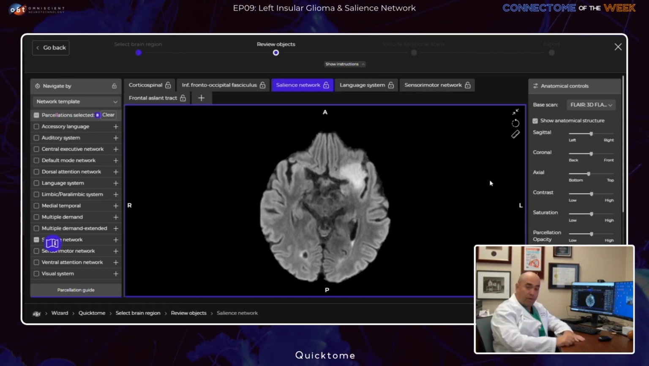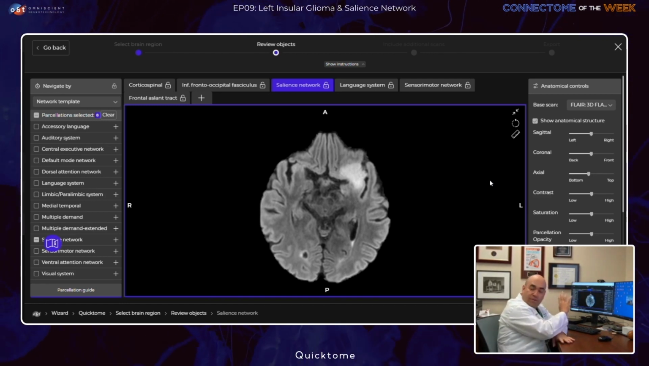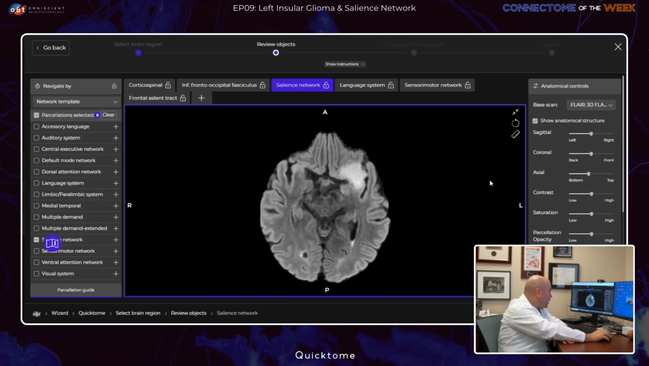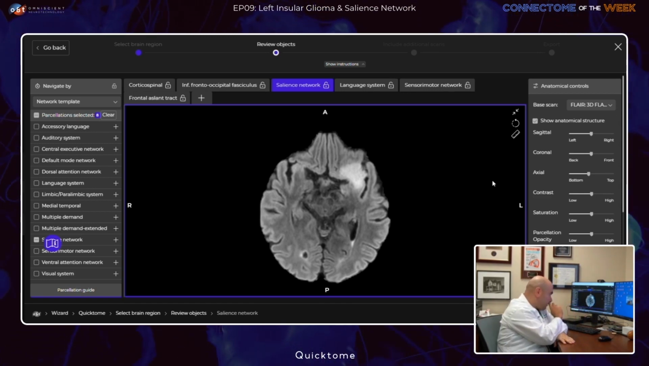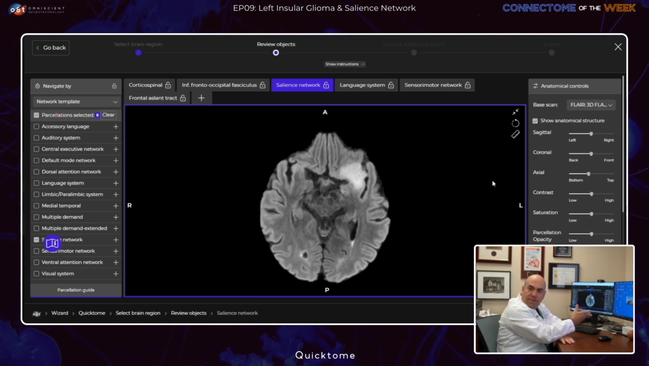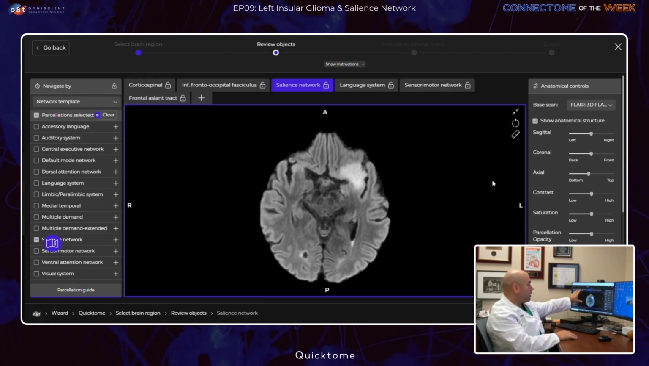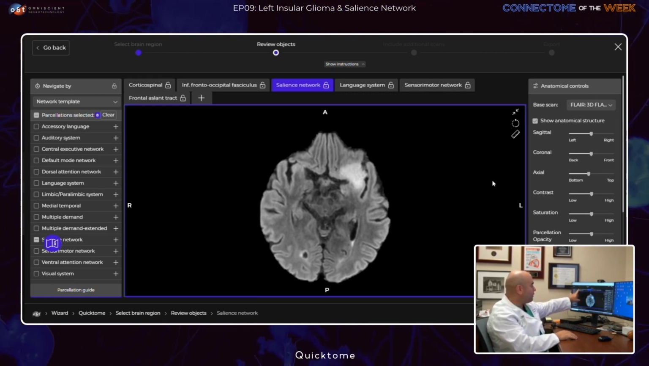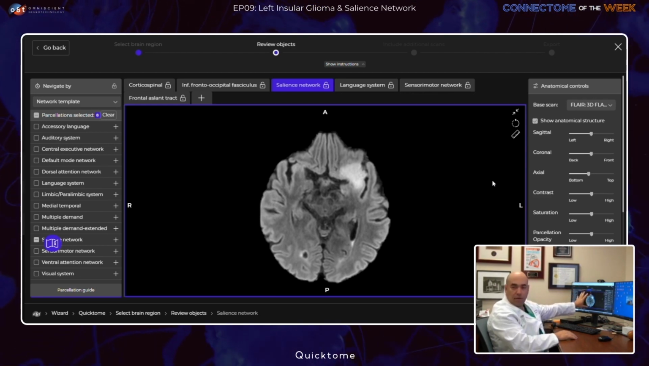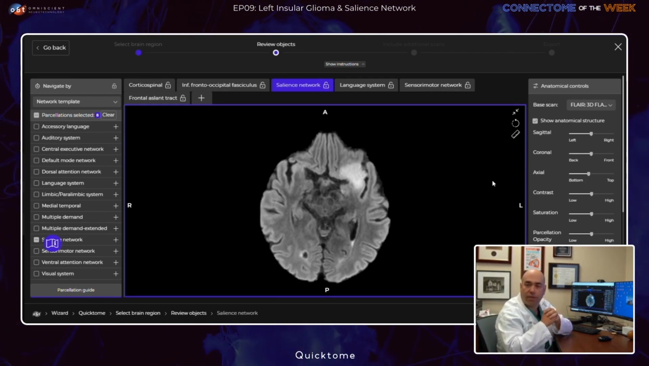What you can see here is the preoperative FLAIR, which we have displayed in the Quicktome software. What I want to emphasize initially is that when you load this scan into the Quicktome, when it's displayed, the software will have the networks of interest immediately displayed for you to click on, display and visualize, and obviously begin to probe and understand their relationship to the tumor.